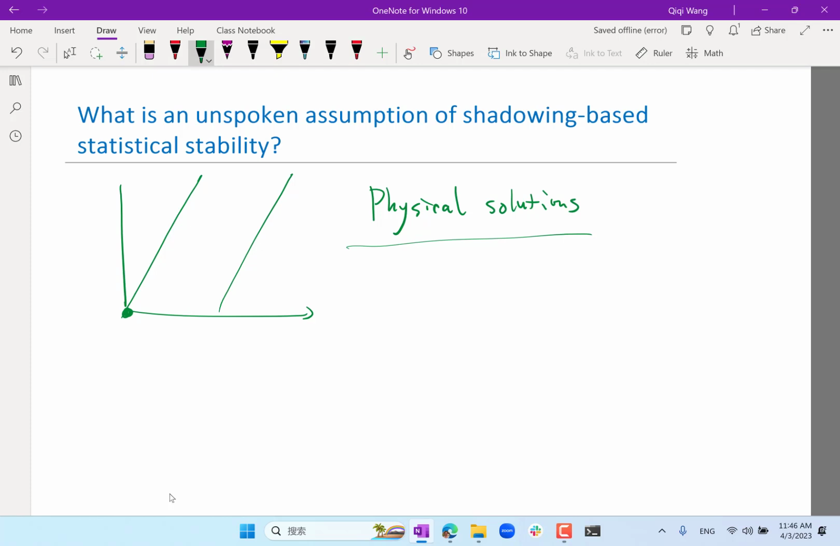A physical solution is a solution x1, etc., that first of all has a well-defined long-time behavior. So for any objective function J, there is a limit, J bar, as T goes to infinity, of 1 over T times the summation of J of x_i, okay?